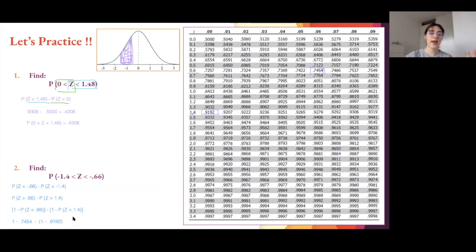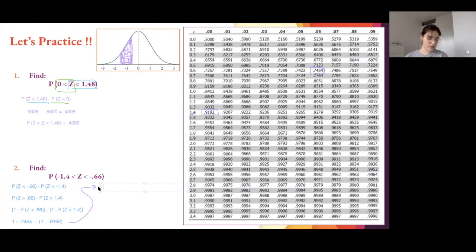So now that we have everything written out together, let's solve. Let me just move it up here so you guys don't get confused. We have 1 minus 0.7454, and you take that whole thing because that represents the probability that z is less than negative 0.66, and then we subtract that from 1 minus 0.9192 because that represents the probability that z is less than negative 1.4, like we had originally written.